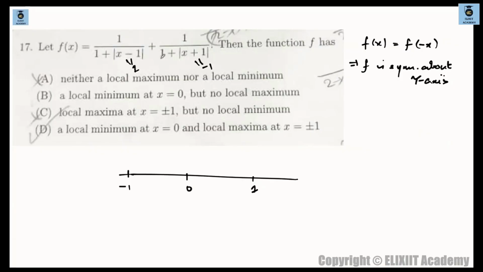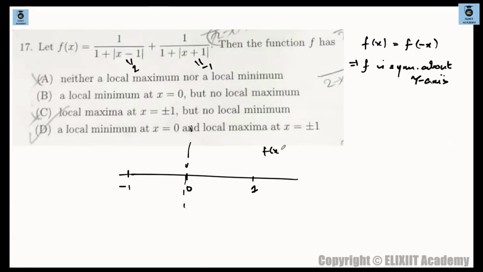So definitely there will be some changes, which will take place at 1 and minus 1, right? So we need to study the behavior in these regions. I'm saying that this is an even function. So we'll study the behavior on the right hand side, and then we'll reflect the same thing on the left hand side. So let's see what happens for x greater than 1. If x is more than 1, we'll study the behavior of the function.